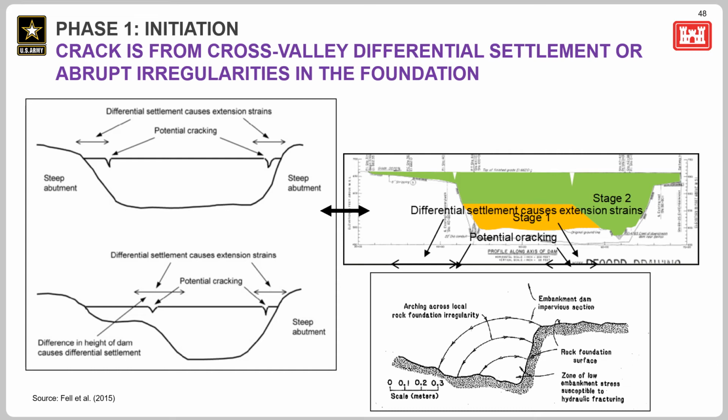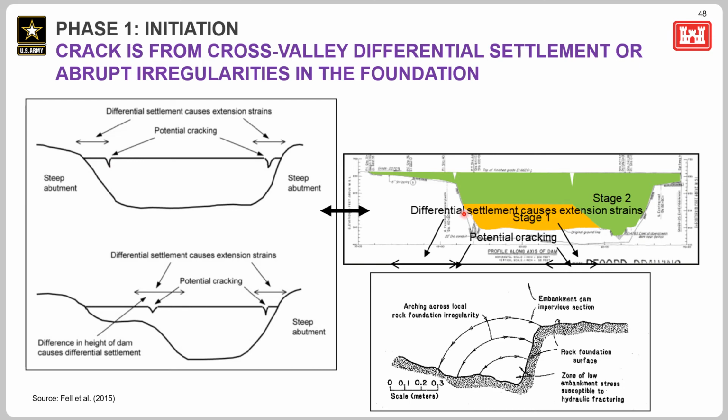So as a dam is constructed, partially saturated compacted soil in the embankment consolidates and settlement occurs. Where the valley side slopes are steep, as shown in this upper left figure, or there are steps in the profile, as shown in this lower left figure, differential settlements can occur, and these can lead to tensile or low stress zones where cracks may form and hydraulic fracture can occur.